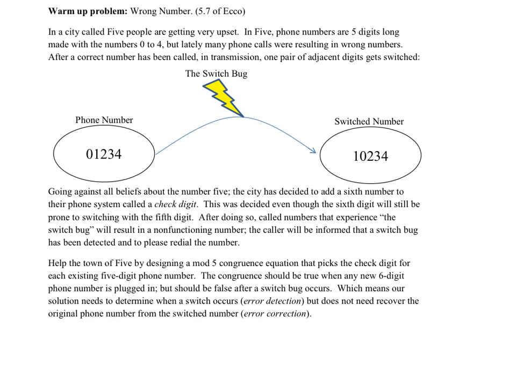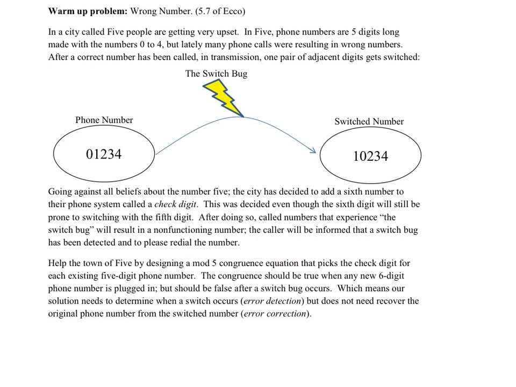Then everyone will get their check digit added to their phone number. And the congruence should be true when any new 6-digit phone number is plugged in. So if you have a correct phone number and you plug it into this congruence, it should be true. But it should be false after any switch bug occurs.